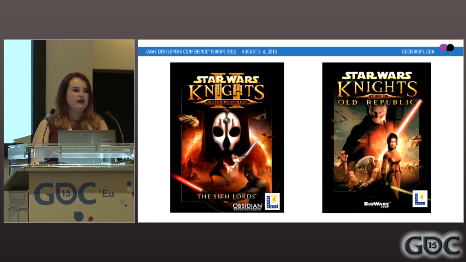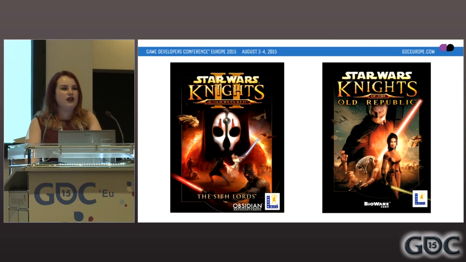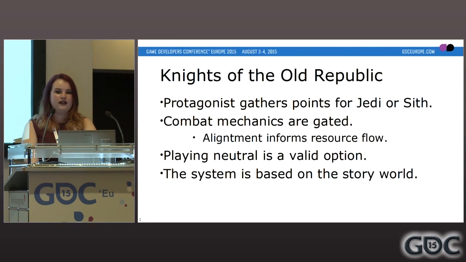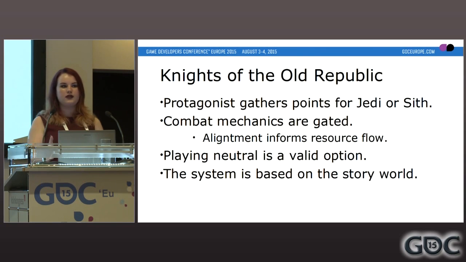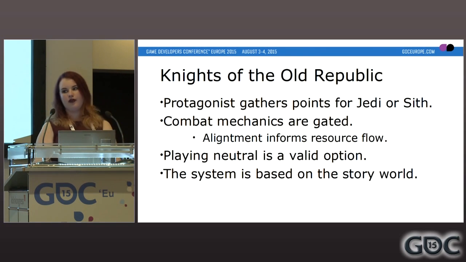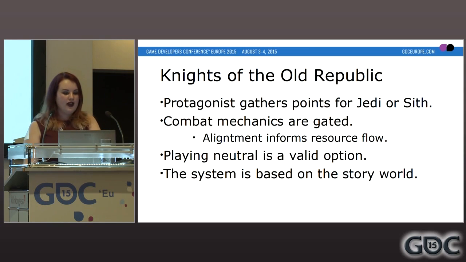And consequently, we get these two games that basically break Star Wars in the most perfect way by saying, okay, we're going to construct a story that plays only in the middle part, and we're not even going to look at the two extremes in the world. We're going to throw great character after great character after great character at you, and you have to figure out where they stand. And the way that works in the game is that the protagonist pretty much gathers points for either being a Jedi or being a Sith through the dialogue system. So you pick a dialogue option that says +5, good guy, or +5, evil guy. And the combat mechanics are gated by these points.